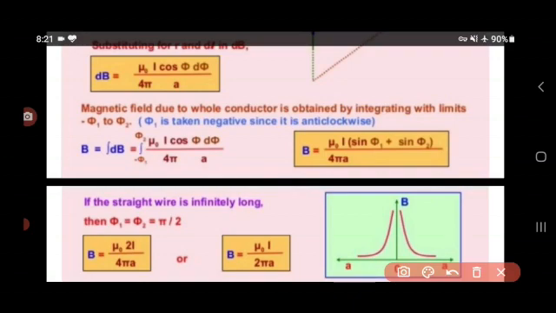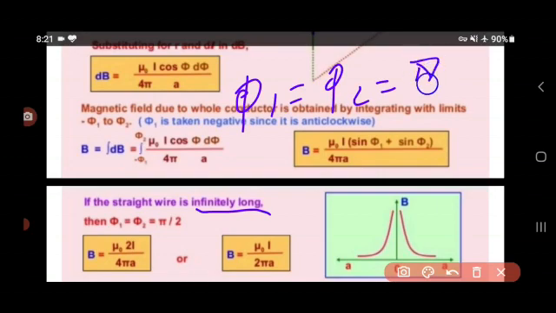Now the direction of magnetic field can be determined by using the right hand thumb rule or right hand screw rule. It is perpendicular to the plane of the diagram and into the plane of paper at P.